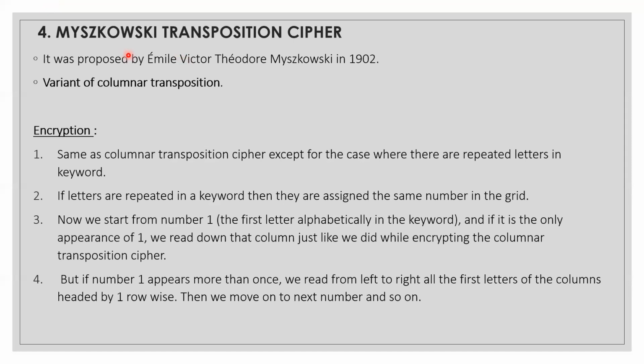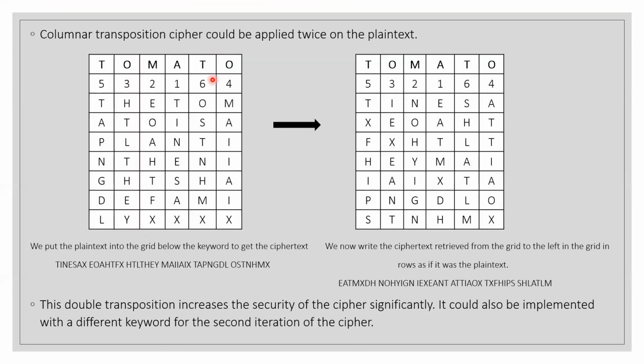Okay, so the Minkowski transposition cipher is just a variant of columnar transposition. In columnar transposition, if there were repeating letters in the keyword, so here in this keyword there are 2 O's which are repeating, then there are two T's that are repeating, what we did was assign a number to the letter which occurred first.